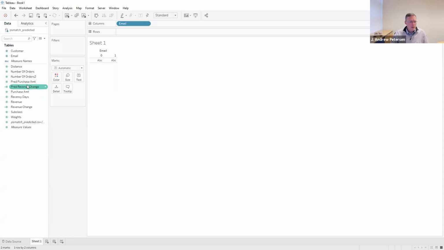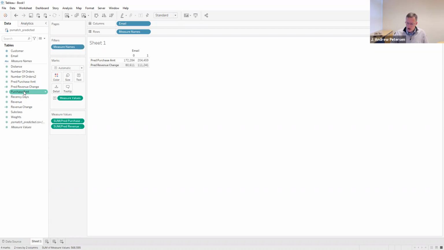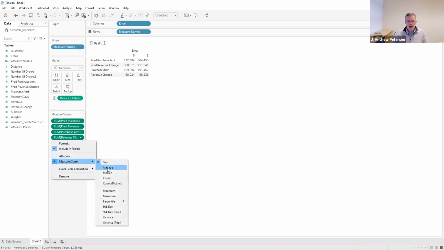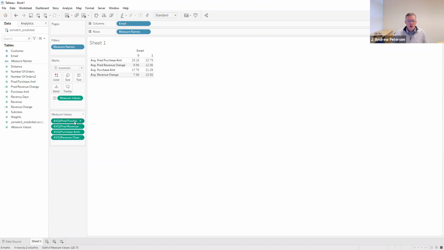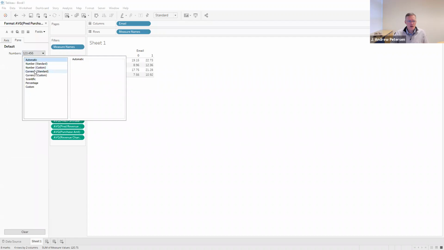So we'll go ahead and double click that. It's going to show up here. Let's see, we also want predicted revenue change, and we want purchase amount and revenue change. So these are all sums. We're going to click and then hold shift and highlight the whole group and change it to averages for the groups. We also notice that these are dollars. So we're going to click format and change them to currency.